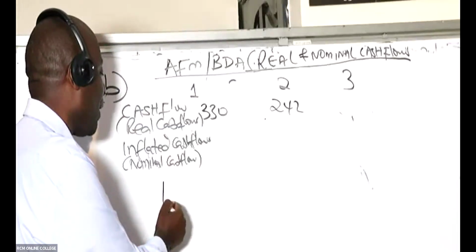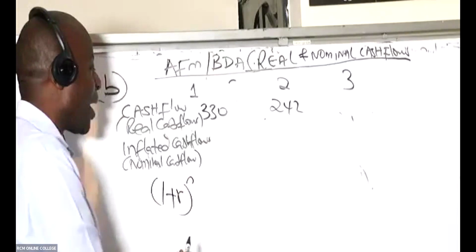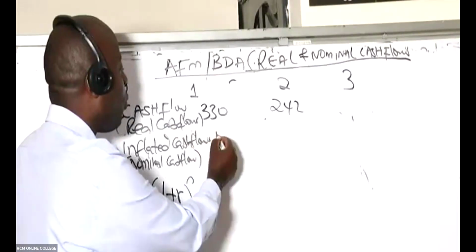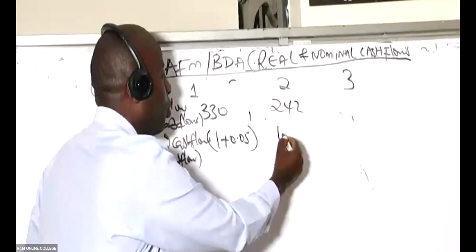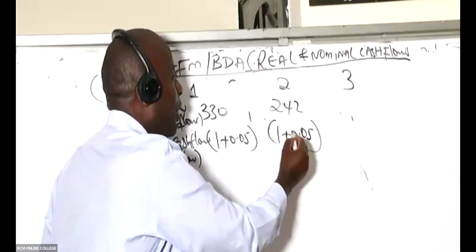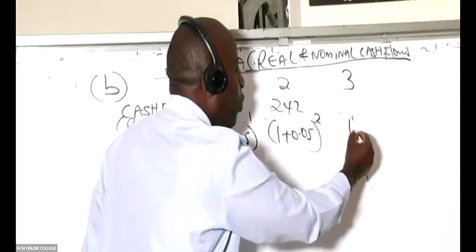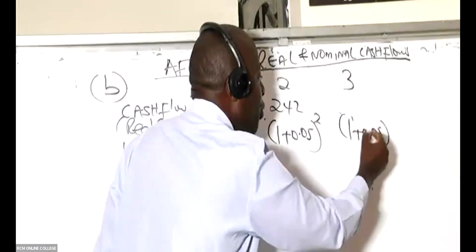And I know how to inflate. To inflate is 1 plus r raised to n. So here, I will talk of 1 plus 0.05 raised to power 1. Here, 1 plus 0.05 raised to the second year. Here, 1 plus 0.05 raised to year number 3.